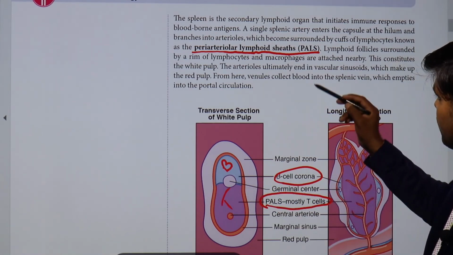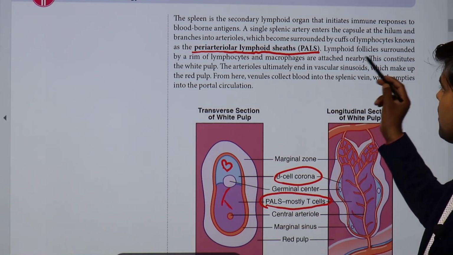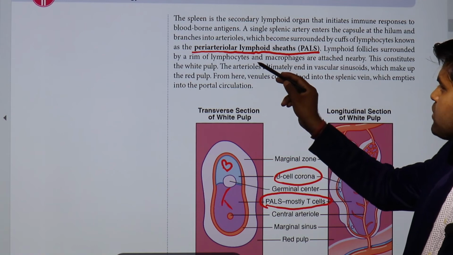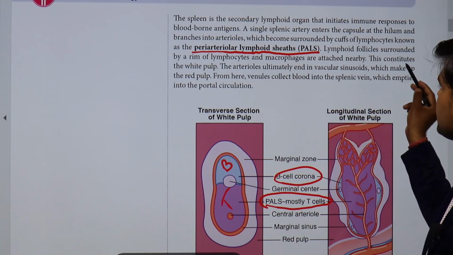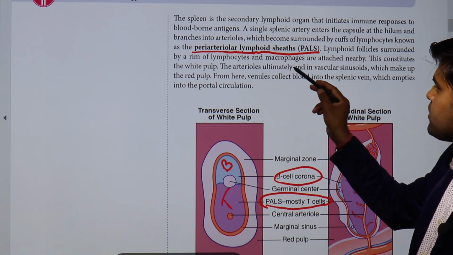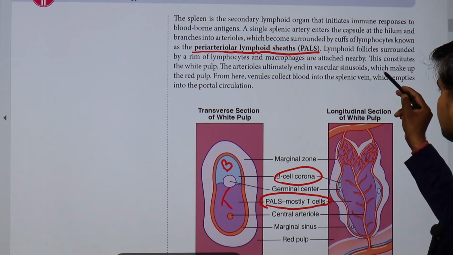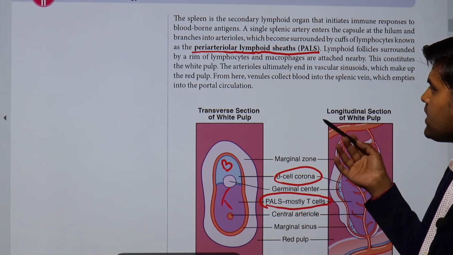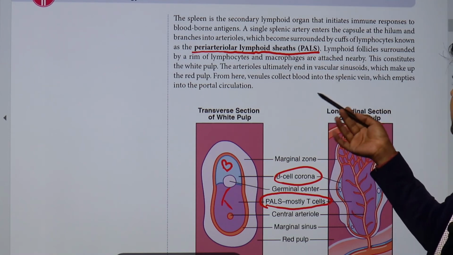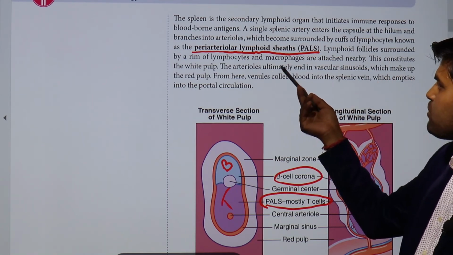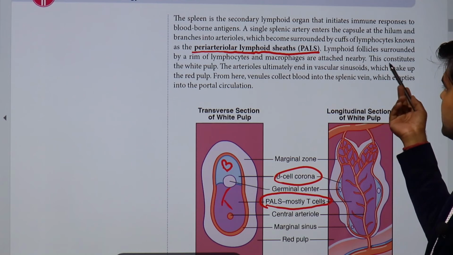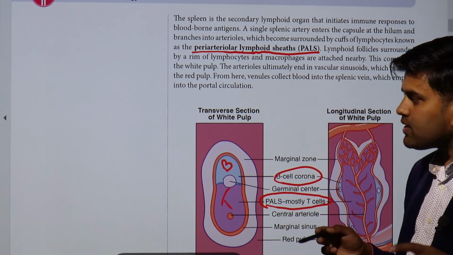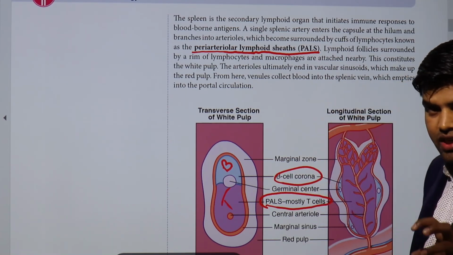Lymphoid follicles surrounded by a rim of lymphocytes and macrophages are attached nearby. This constitutes the white pulp. The arterioles ultimately end in the vascular sinusoids, which make up the red pulp. So there are the white pulp and red pulp. The red pulp area is the arterioles area, and the white pulp area is actually the lymphocyte and macrophage containing area.